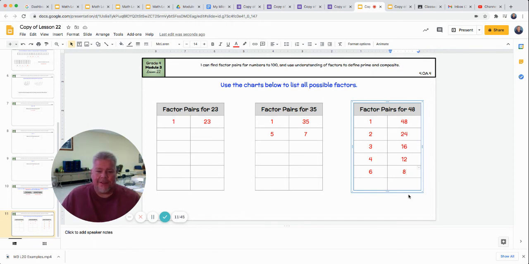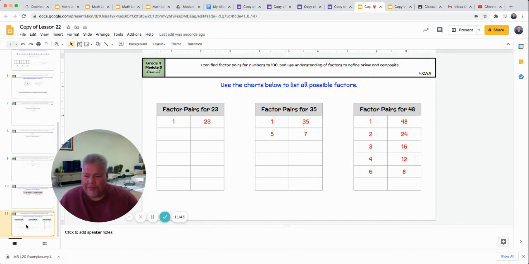Okay. Moving on. Oh, that's the last one. All right. So just a reminder, factors are numbers that multiply together to get the number you're looking for. So these have factor pairs. These are both composite because they have more than one pair of factors. A number like 23 is called a prime number because it only has one factor pair, 1 and itself.